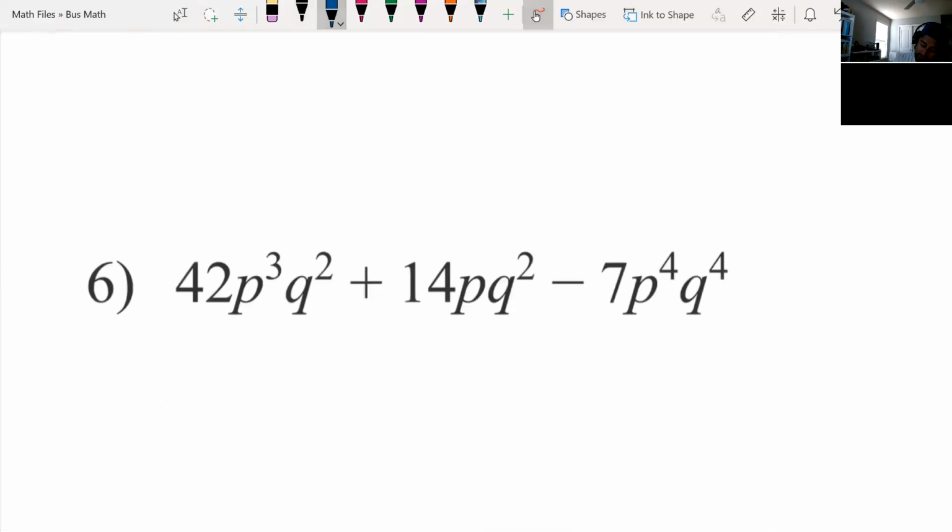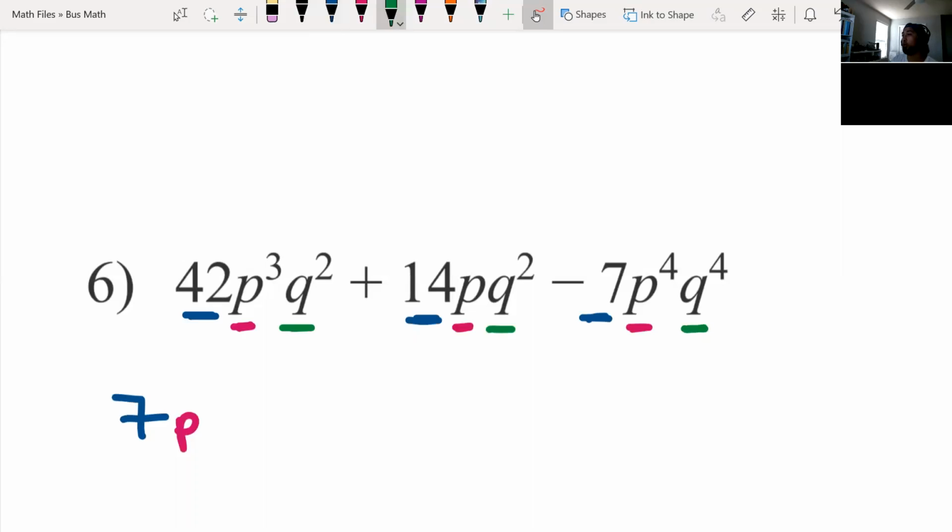All right. Let's do it again. 42, 14, 7. What's the common factor there? 7. P cubed, p to the 4th. P. Good. Q squared, q squared, q to the 4th. What's our factor there? Q squared. Good.